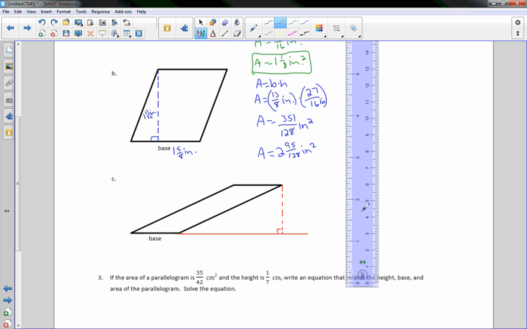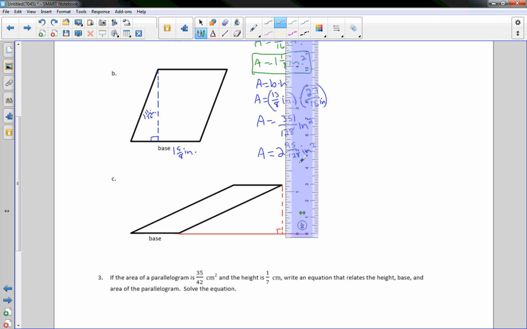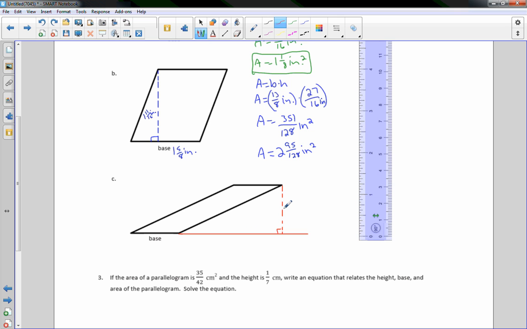So I'm going to measure it since my ruler's already rotated 90. So if I measure from there to there, it's 1 and 3/16. So this is 1 3/16.